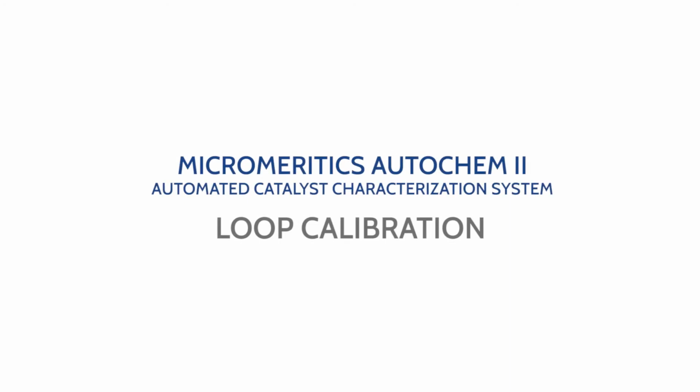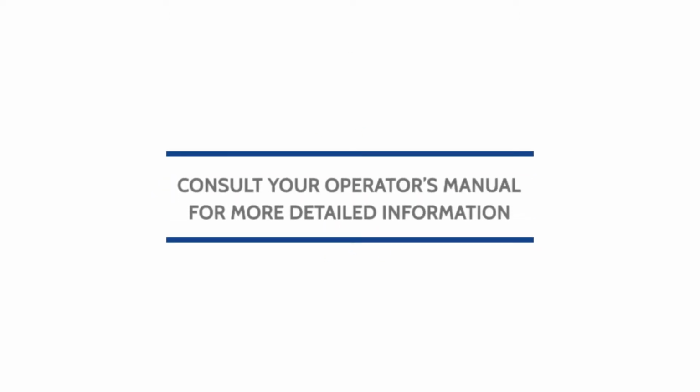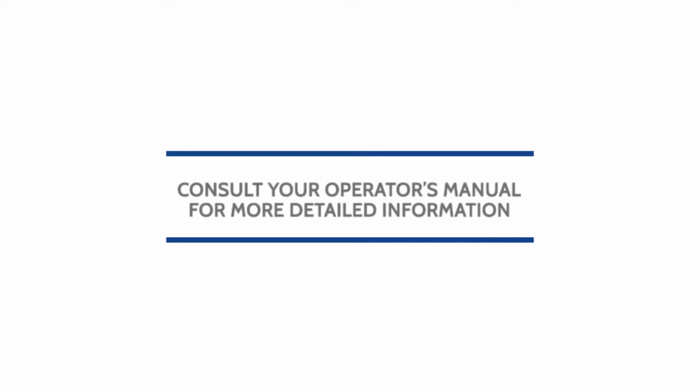This video will show you how to calibrate the loop on the Micromeritics AutoChem 2 automated catalyst characterization system. Remember to always consult your operator's manual for more detailed information.